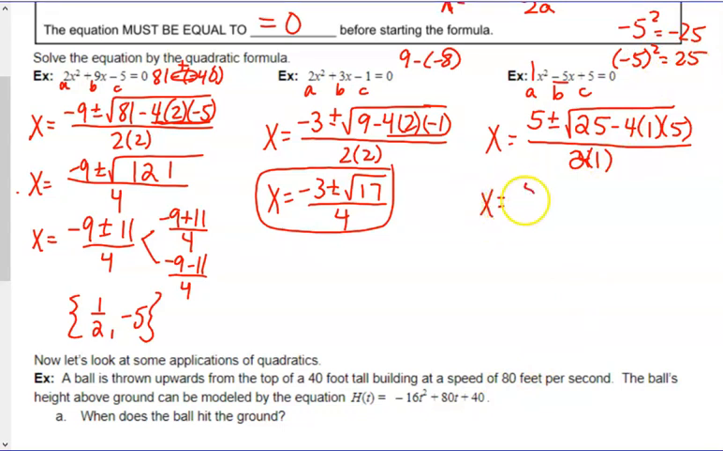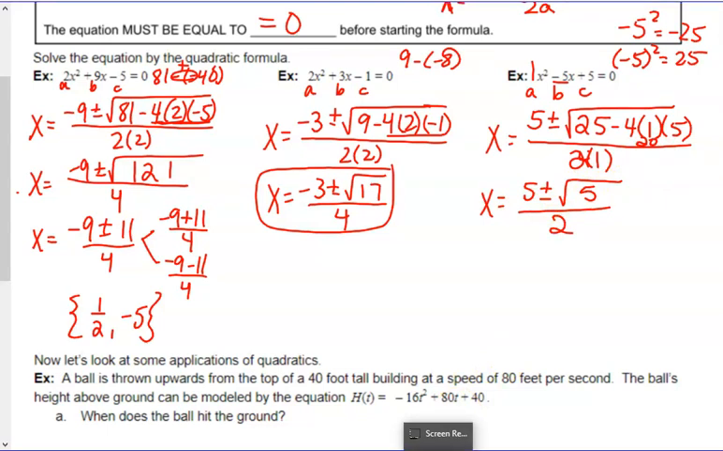All right, let's clean this up. 5 plus or minus the square root. We get 25 minus 4 times 1 times 5 is 20. So 25 minus 20 gives me a 5 all over 2. And that would be the exact form.